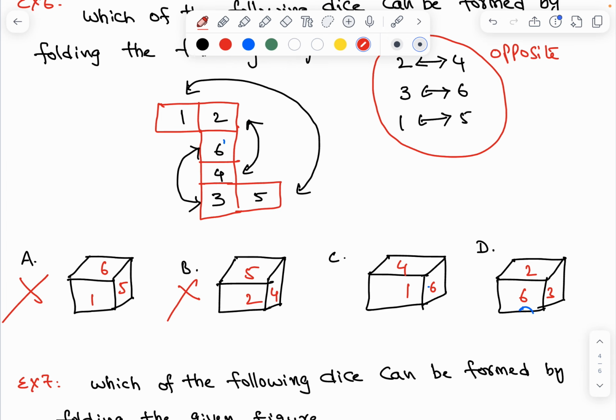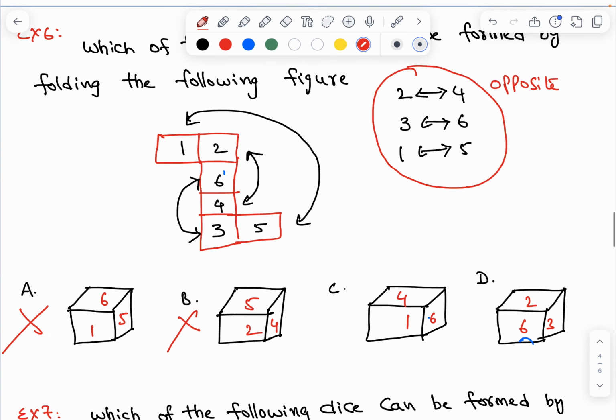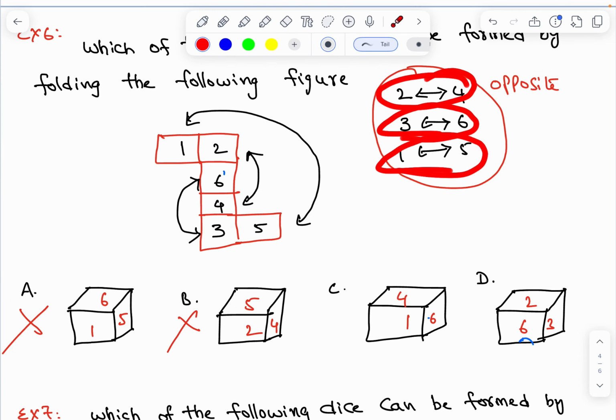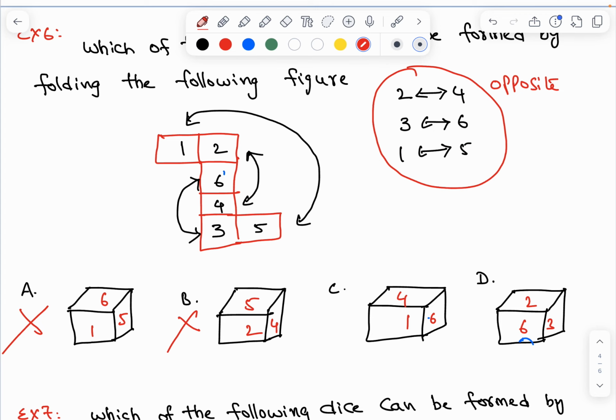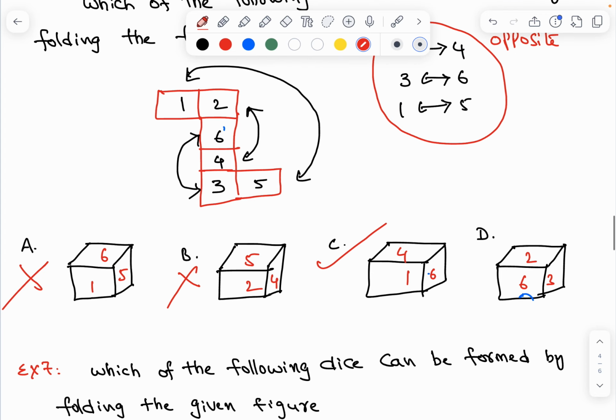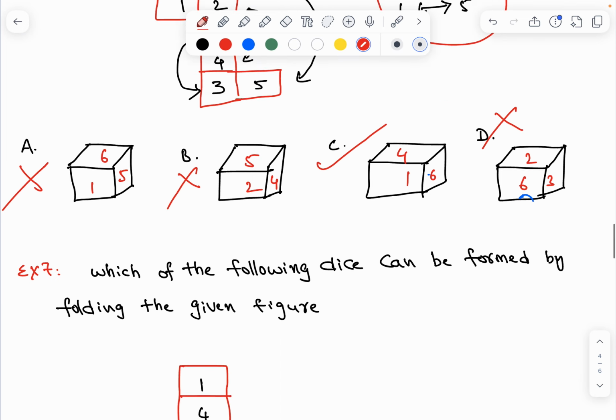Here observe C. In C, 1, 4, 6. Here 2 and 4 are opposite, 3 and 6 are opposite, 1 and 5 are opposite. Therefore, C is the correct option. Check D also. 3 and 6 are opposite, but in this diagram 3 and 6 are adjacent. Therefore, this is also wrong. Therefore, option is C.